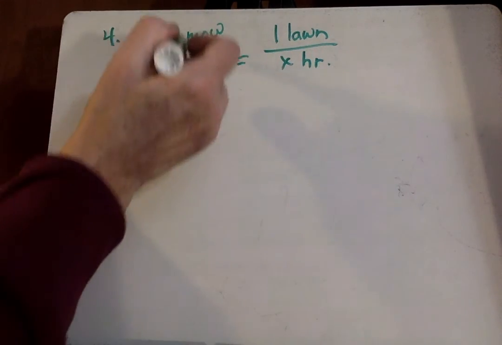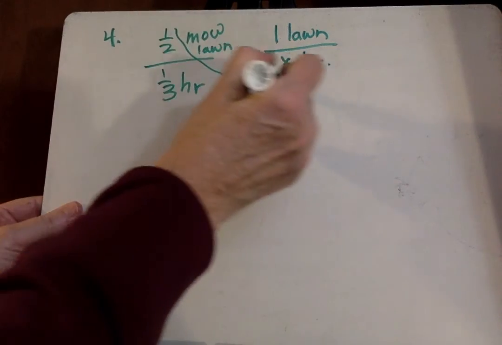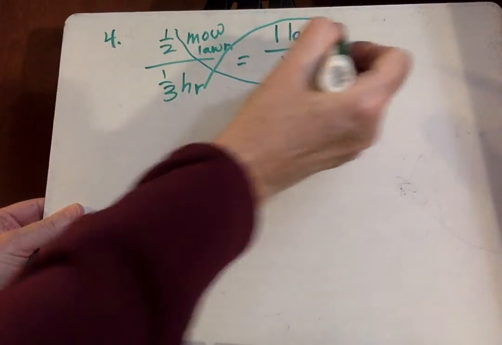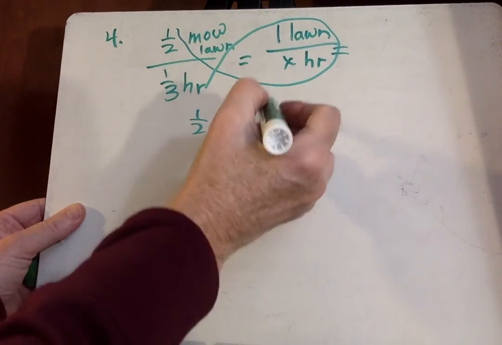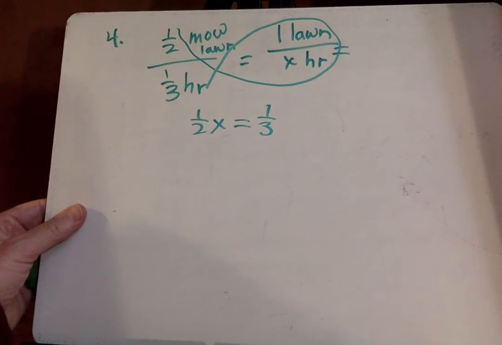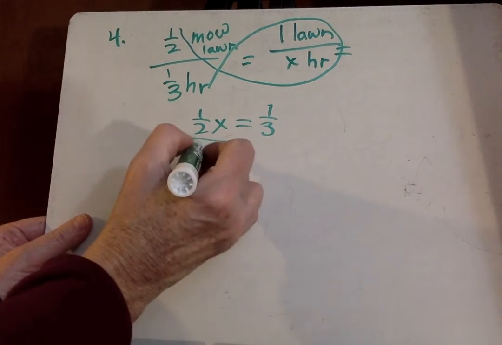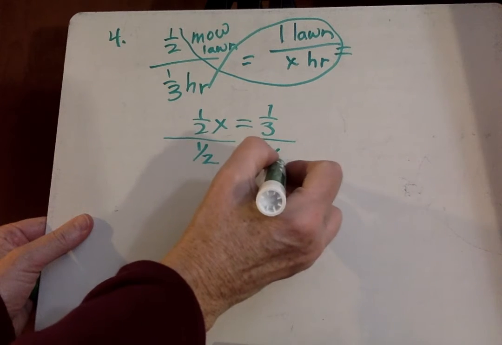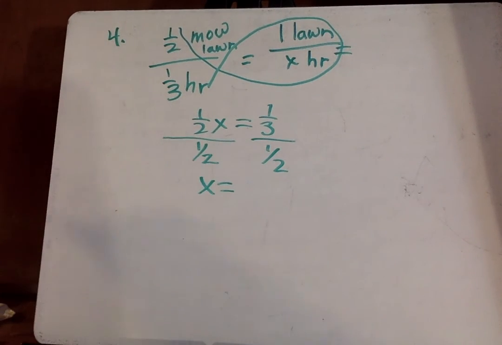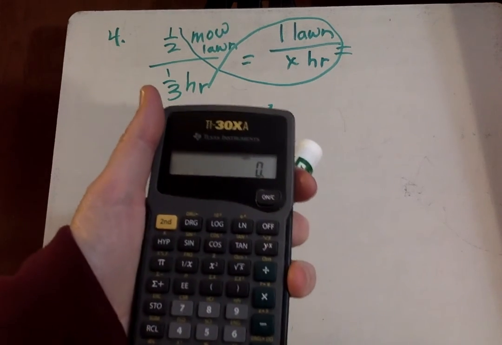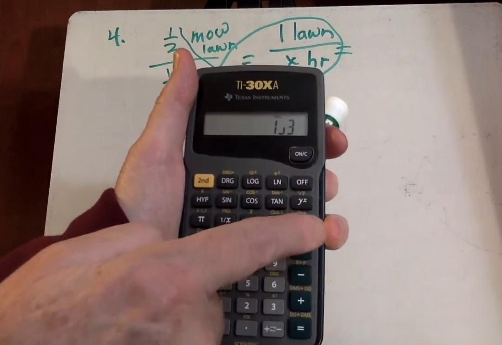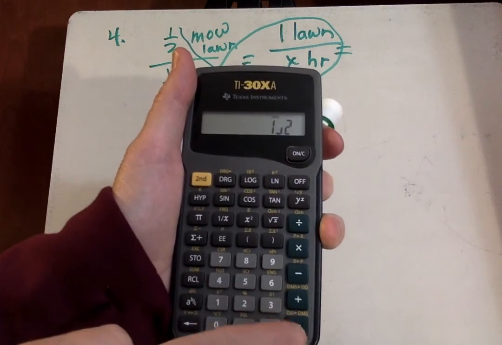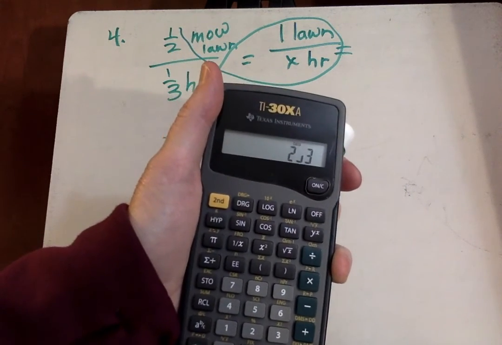So one lawn, X hour. Just because it's a fraction, we can still do it the same way. Equal sign in the fish's mouth. Half times X is 1/2 X. 1 times 1/3 is 1/3. Now we can divide by 1/2 here. And we do 1/3 divided by 1/2. Remember, your calculator can do most of the work. So we go 1, fraction key, 3, divided by 1, fraction key, 2. So that's 2/3.